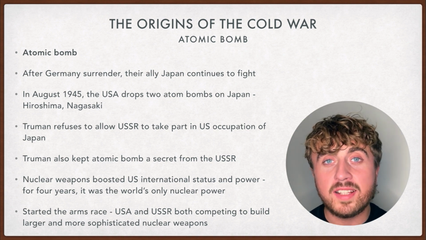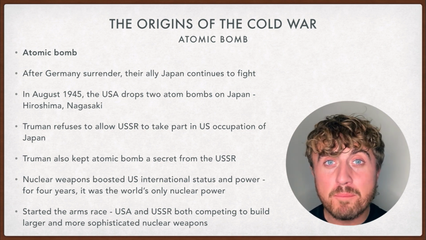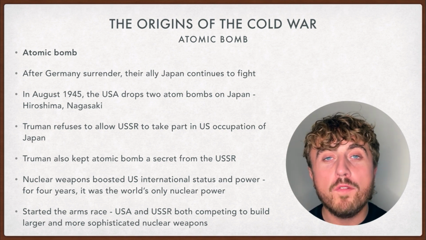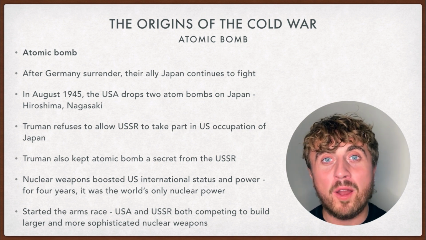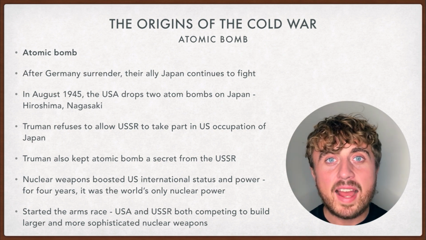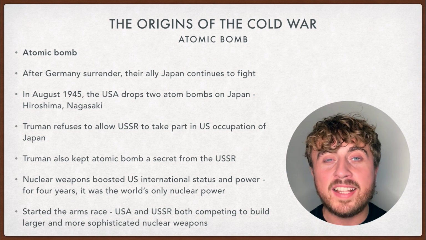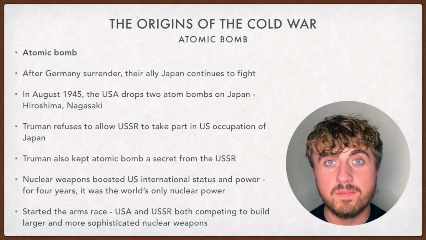President Truman refuses to allow the USSR to take part in the occupation of Japan. And remember, the building of these bombs was kept a secret from the USSR. So because of this, the USSR becomes more suspicious of the USA and their plans for the world. For 4 years, the USA was the only nuclear power on planet Earth. This boosted their international status and power massively. And the USSR saw this as a threat. And so this begins an arms race, where the USA and the USSR are competing against one another to build larger and more sophisticated and deadly nuclear weapons.